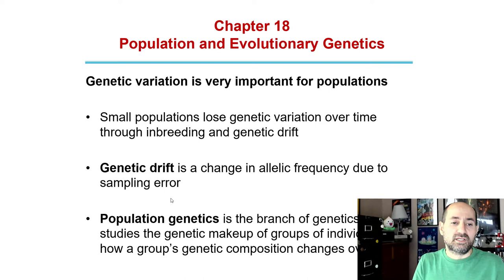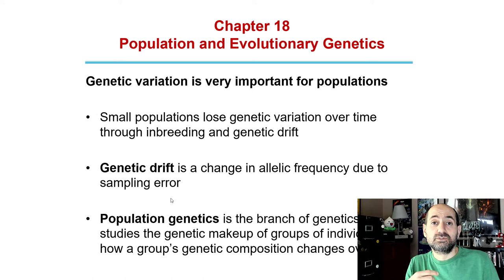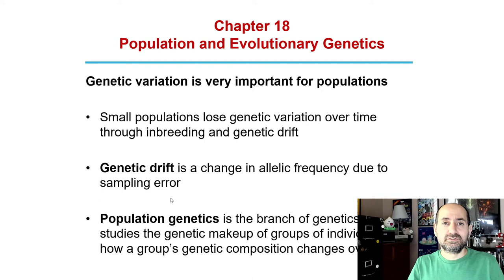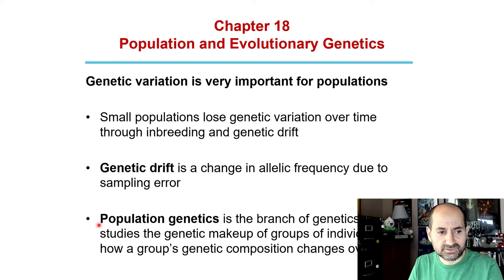What does allelic frequency mean? It means the frequency of particular alleles, like blue eye allele, brown eye allele. You know, if you have a small population, you might lose, say, the blue eye allele from that population over time, over a couple of generations. But if you have a big population, you know, it's more likely that you will retain the blue eye allele, for instance. And the study of population genetics is really the focus of this chapter.